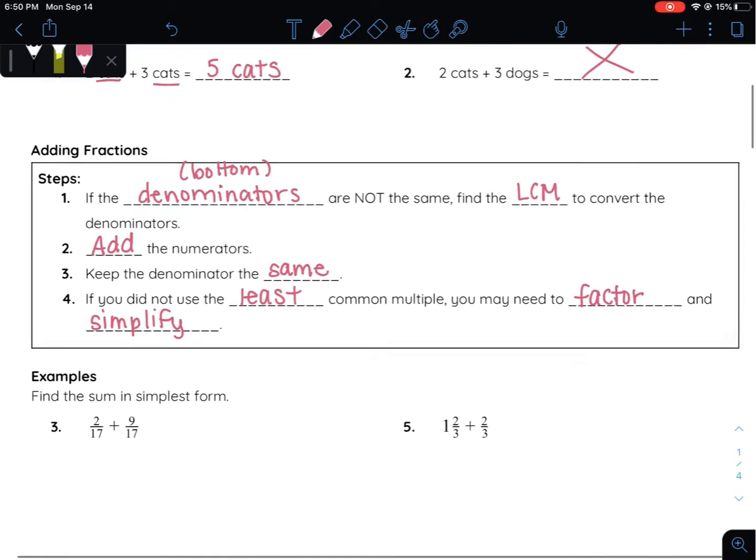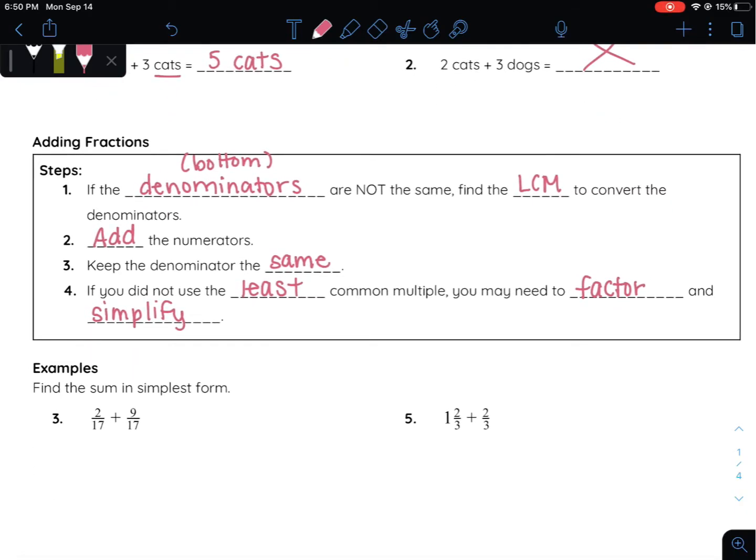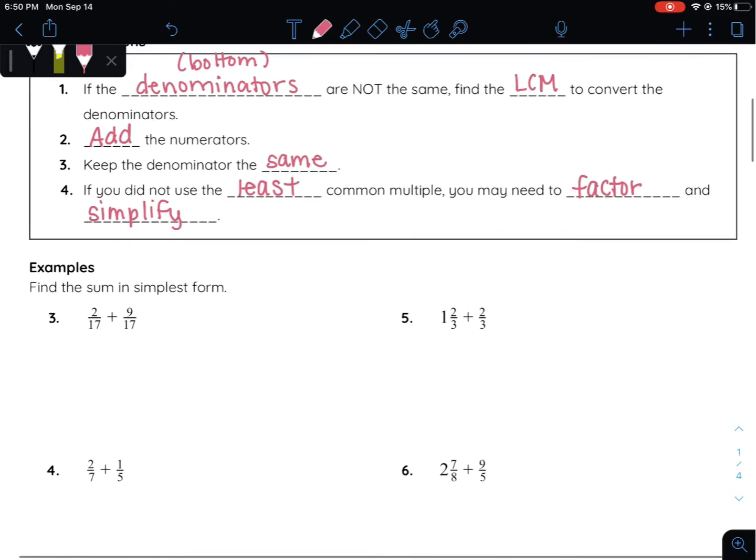So what's the main thing I said here? Well, what we're trying to do is make the bottom numbers the same. And once they are the same, they stay the same. Just like the thing with the cats and the cats. So, for example, if I have 2 17ths and 9 17ths, those are the same things. They're both 17ths. So I can just go ahead and add them to get 11 total 17ths.